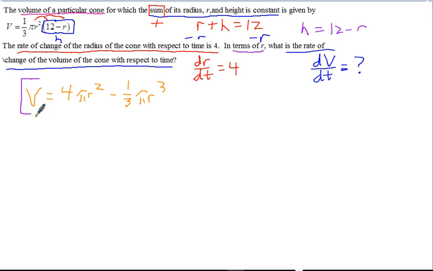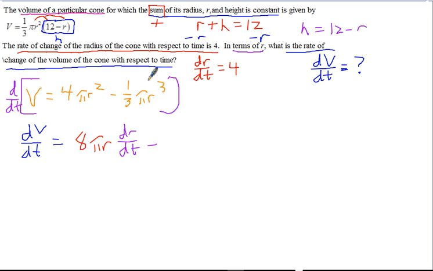And now let's take the derivative of that with respect to time to get our rates in there. The derivative of volume, dV/dt, equals the derivative of 4 pi r squared using the power rule. Bring down the 2, so that'd be 8 pi r times dr/dt. And then the derivative of negative 1/3 pi r cubed, bring down the 3. 3 divided by 3 is 1, so it'll just be pi r squared times dr/dt.